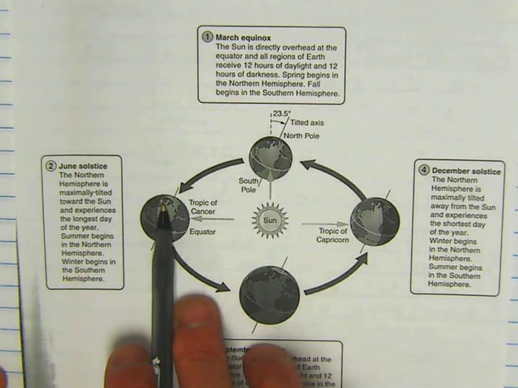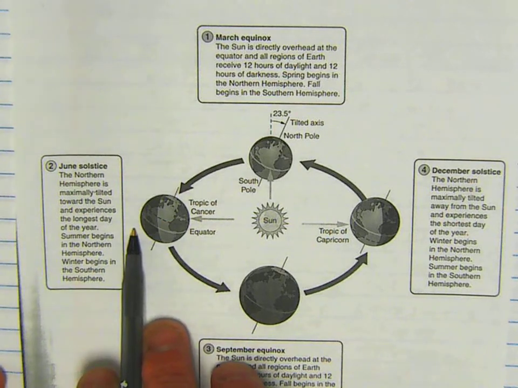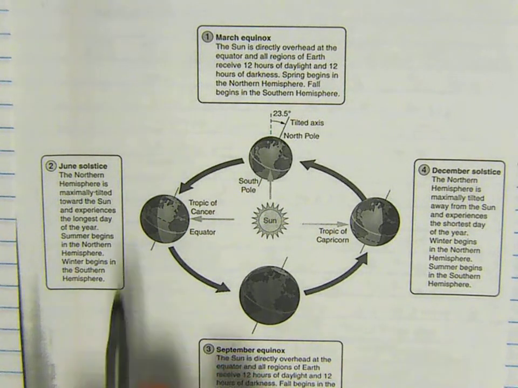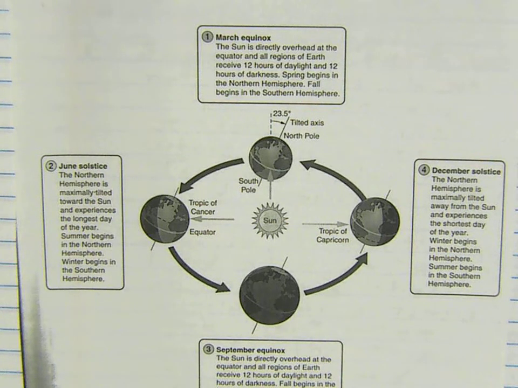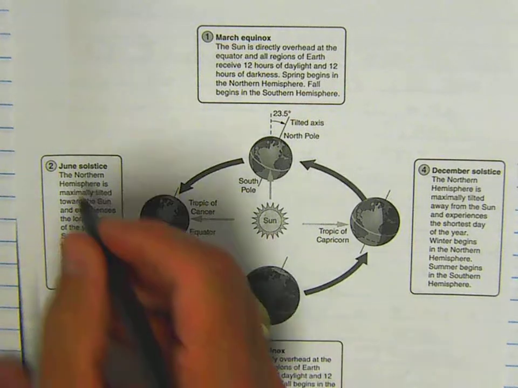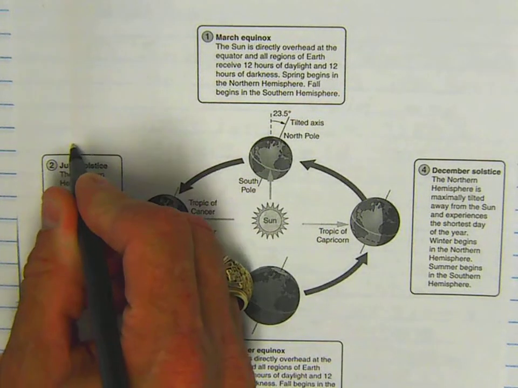I'm going to move over here, counterclockwise, to the June solstice. You can see the northern hemisphere is maximally tilted toward the Sun and experiences the longest day of the year. The summer, you can see, so this is our most daylight hours here.